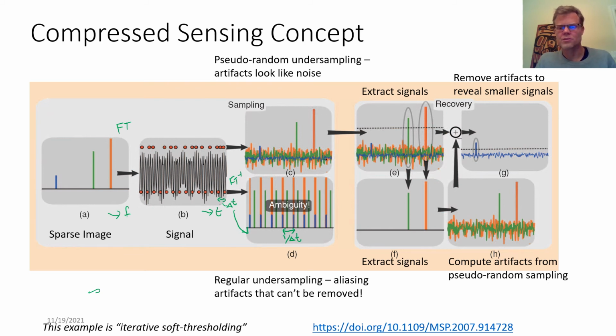Okay, and then assume these are sparse in their native domain. So we say, okay, we've just got these points, these sparse signals in this domain. Now we know our pseudo-random sampling pattern, so we can actually compute the aliasing artifact generated by these two points. And that's what's shown in part H here.